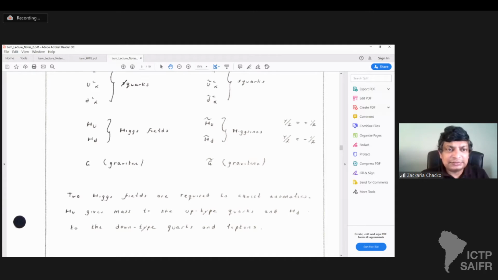It turns out that in the MSSM, this up-type Higgs, that's one of the Higgses, gives mass to all the up-type quarks. And this other Higgs, H down, the down-type Higgs, gives mass to all the down-type quarks and the leptons. Okay? And since this guy doesn't talk to the down-type quarks, and this guy doesn't talk to the up-type quarks, there are no flavor changing neutral currents. So it's what's known as a type 2 Higgs doublet model. And of course, you also have a superpartner for the graviton, which is called the gravitino.